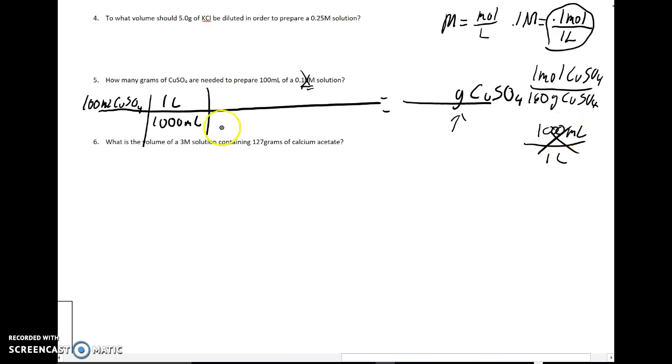I'm done with that. In 1 liter, there is 0.1 moles. And I should be putting copper sulfate in there, but I forgot, so that's okay. And now I'll plug in my molar mass conversion factor. In 1 mole of CuSO4, there are 160 grams of CuSO4. So now all I have to do is finish my calculation, and that is equal to 1.6 grams of copper sulfate.